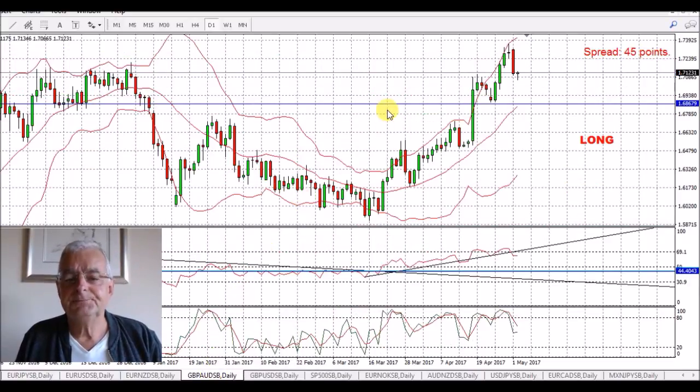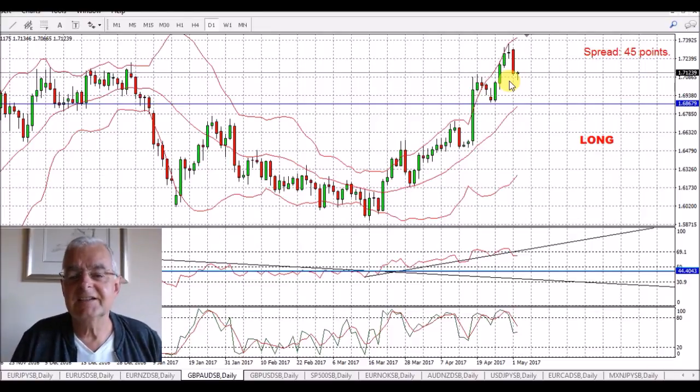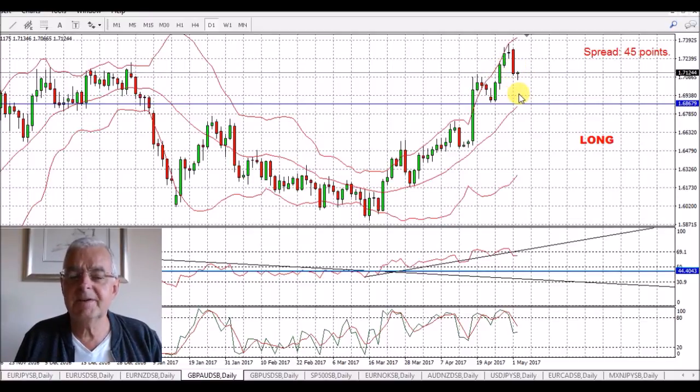GBP AUD. The pound fell yesterday on the election news and the news from the EEC about Brexit. I think it'll probably follow through a bit more. We're expecting a bit of a short on this pair. We'll see how low they can get and look for weakness, and we're going to be buying that pair again.